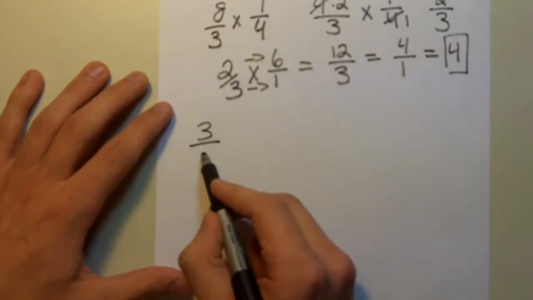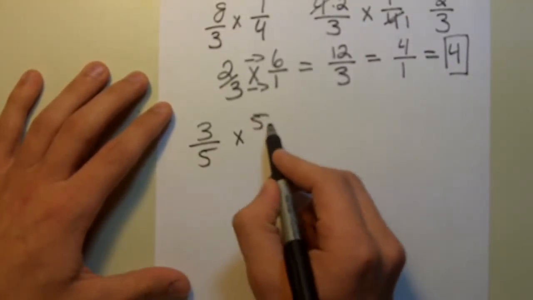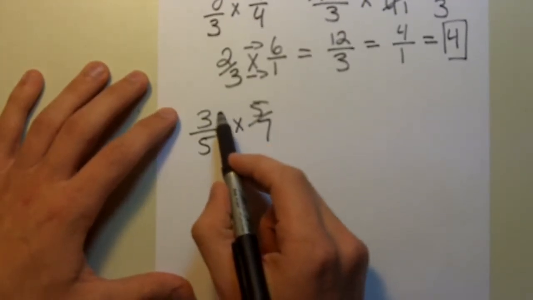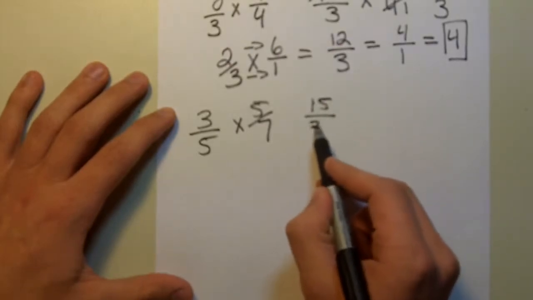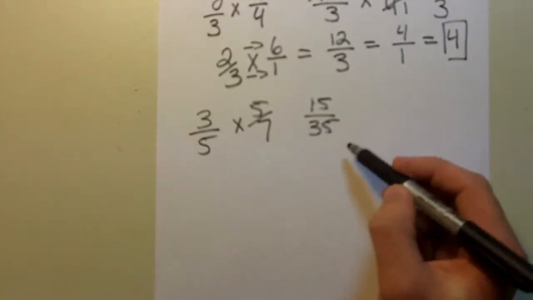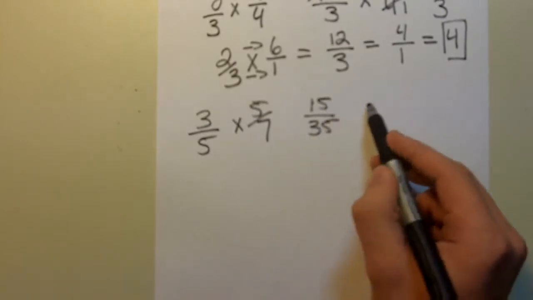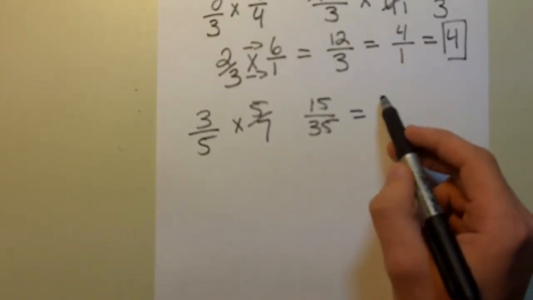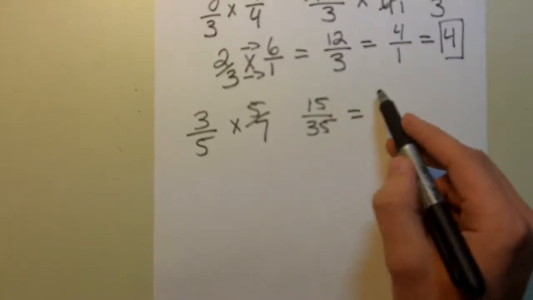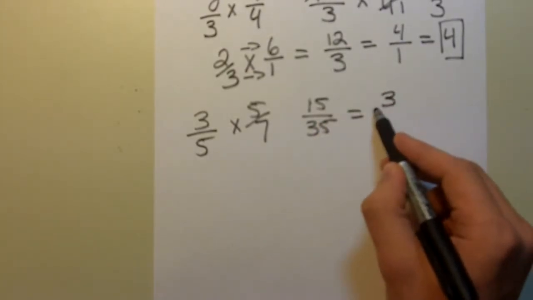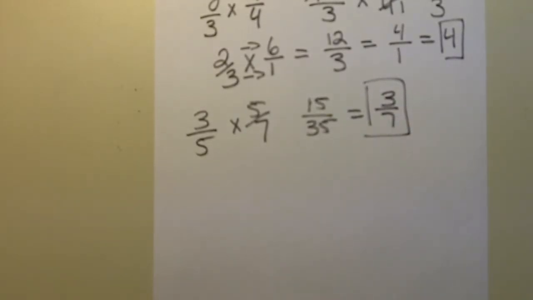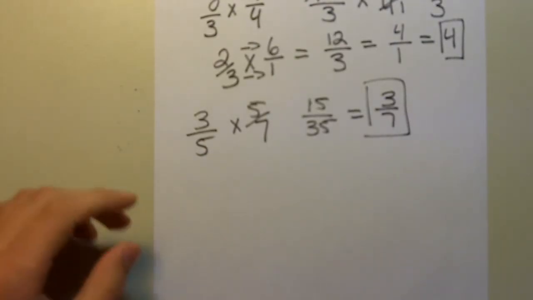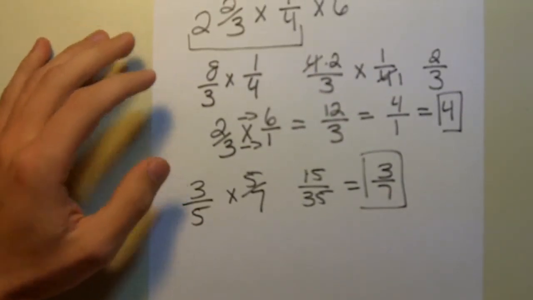So if you have 3 over 5 times 5 over 7, all you do is multiply right across, so you get 15 over 35. And then this isn't in simplest form, so you can divide the top and the bottom by 5, and you'll get 3 over 7. So multiplying fractions is as easy as that. You don't have to change the denominator or do any of that nonsense. It's really just straightforward, just multiply right across.